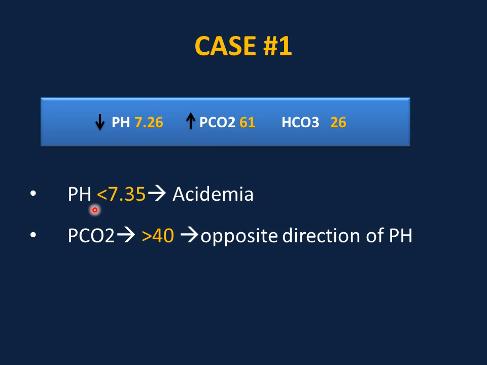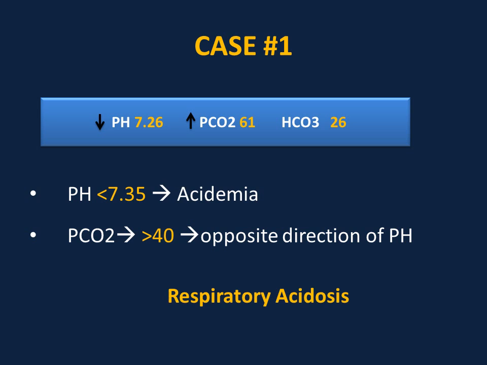So again, the pH is 7.26, which is less than 7.35. This is a case of acidemia. Then the next step is to check the PCO2, which is 61, more than 40. So this is a case of respiratory acidosis. The pH is low, which is acidemia, and the PCO2 is elevated, which is the opposite direction of the pH. So this is a case of respiratory acidosis.